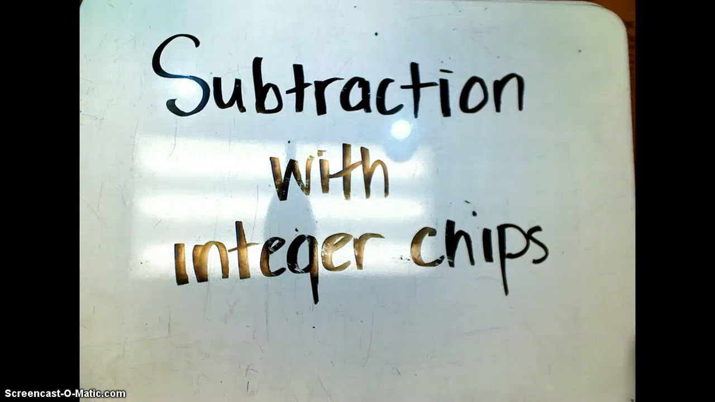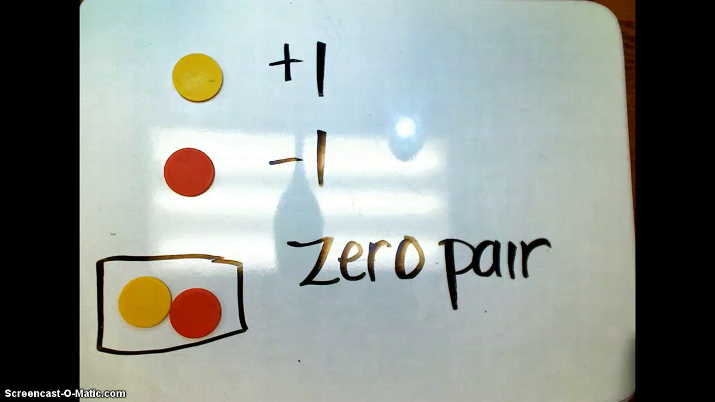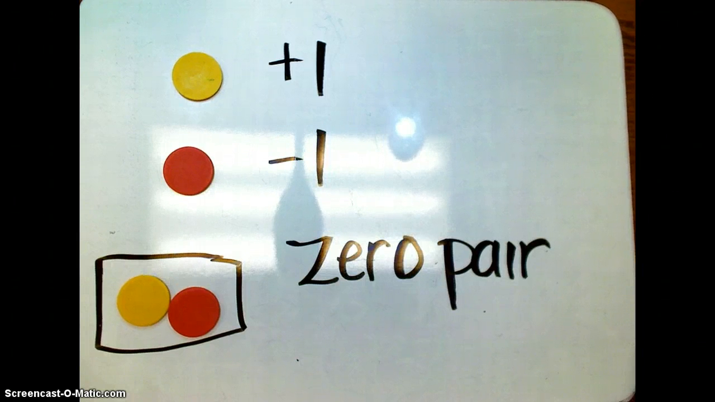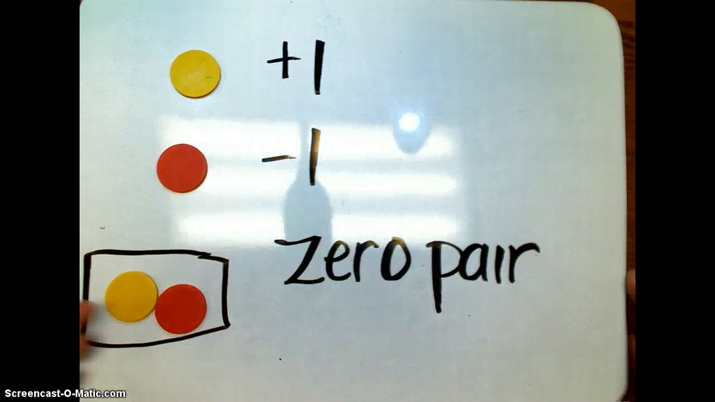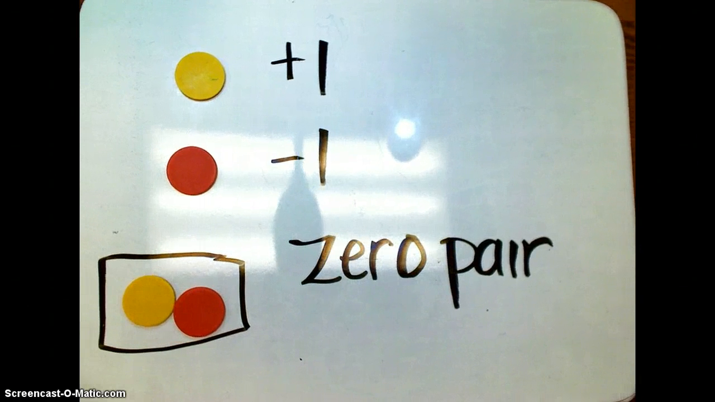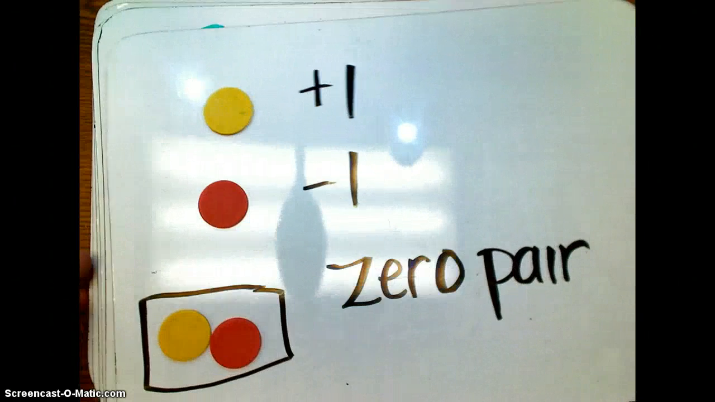Today's lesson is subtracting with integer chips. You do need to know that a yellow integer chip is a positive 1, a red integer chip is a negative 1, and when we have the sum of a positive 1 and a negative 1, it equals 0 because they are additive inverses, and so we can add 0 pairs to any number and not change the value of that number.